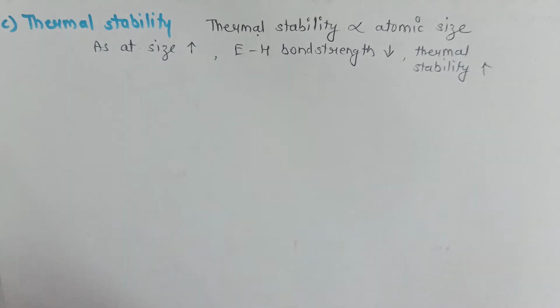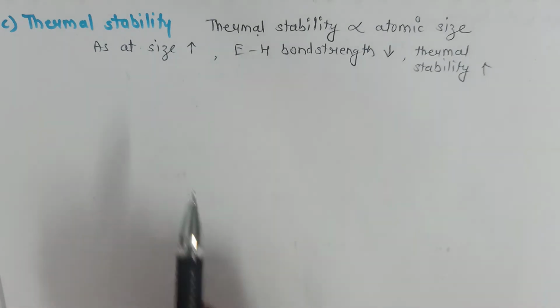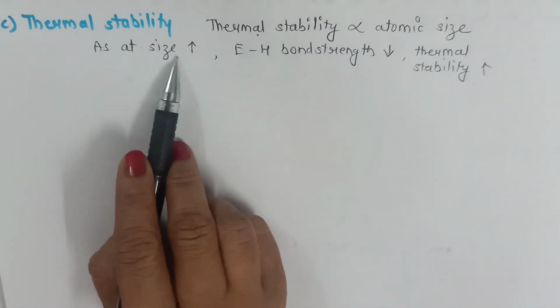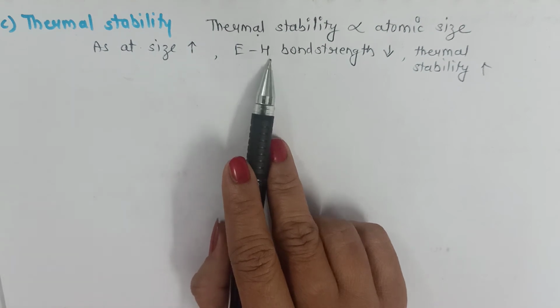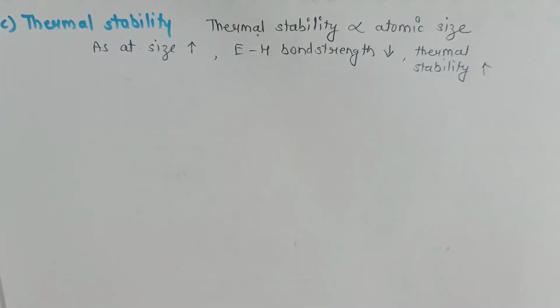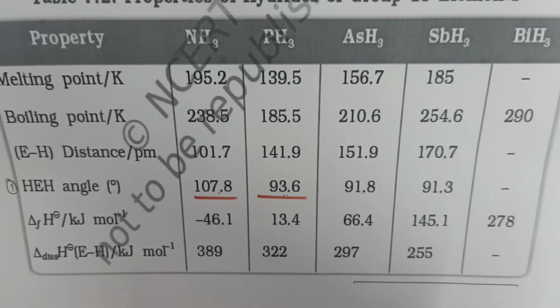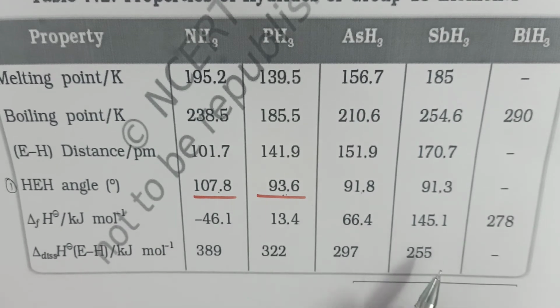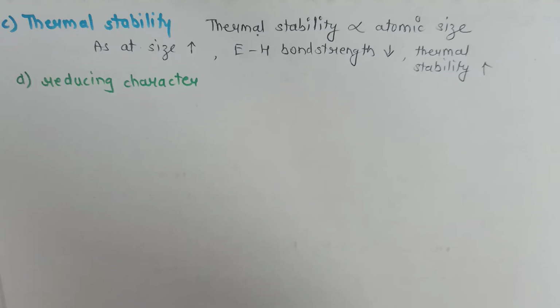Thermal stability is inversely proportional to atomic size. Now, as the atomic size increases, the element and hydrogen bond strength will decrease. As a result, thermal stability will decrease. This can be easily clear from the bond dissociation enthalpy of ammonia and bismuth hydride. Ammonia will be a thermally stable compound as compared to bismuth hydride.